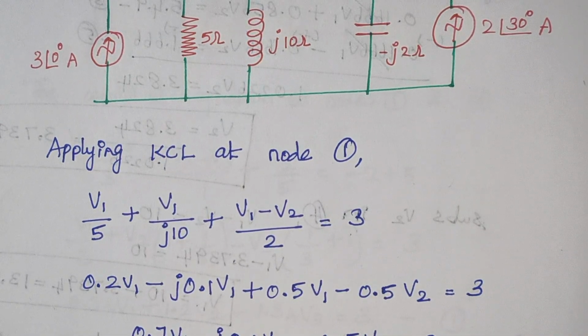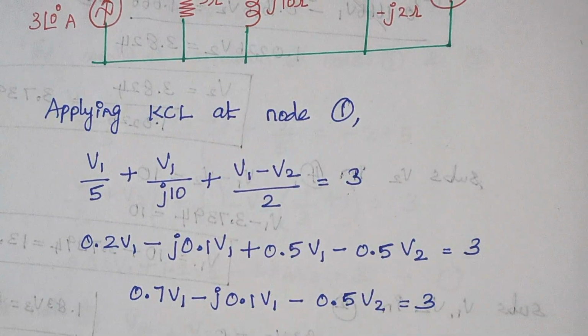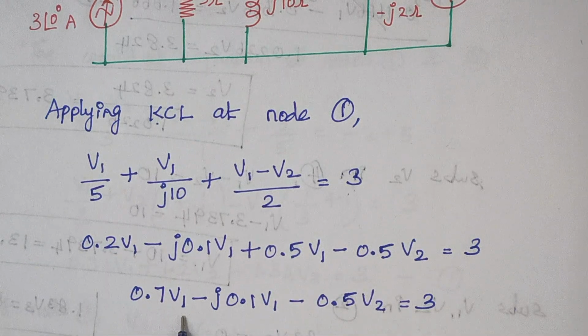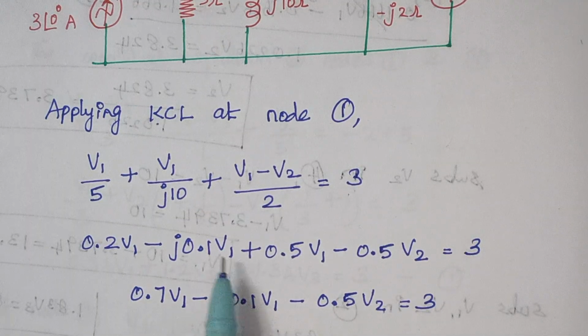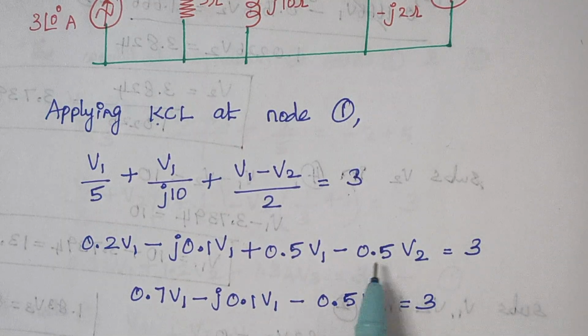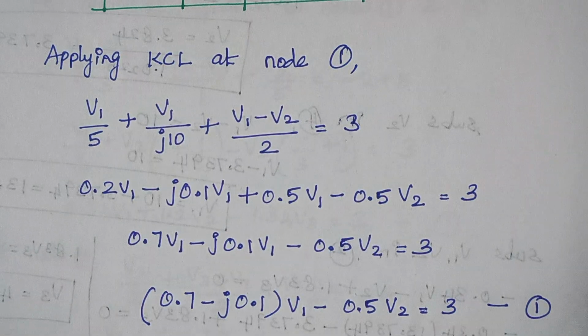Again, we are combining V1 terms together, V2 terms together. So here you see, 0.2 V1 plus 0.5 V1 gives 0.7 V1 and minus J 0.1 V1. Here, we are having only one J term, so we are keeping that as such. And here it is minus 0.5 V2 equal to 3. Again, when I take V1 commonly outside, this reduces to 0.7 minus J 0.1 V1 minus 0.5 V2 equal to 3. Name this as equation 1.